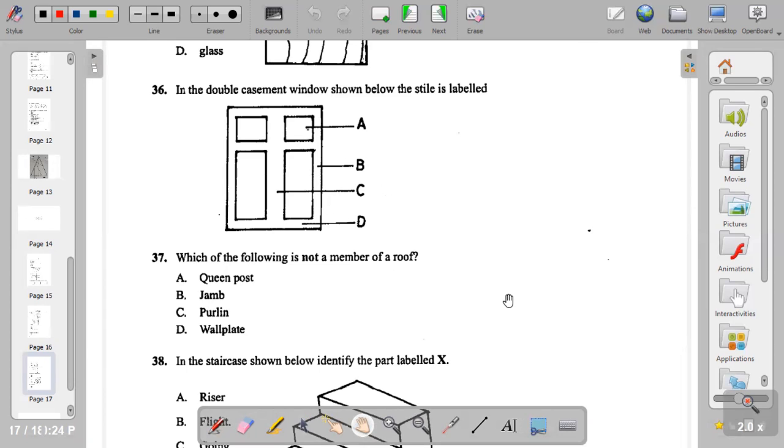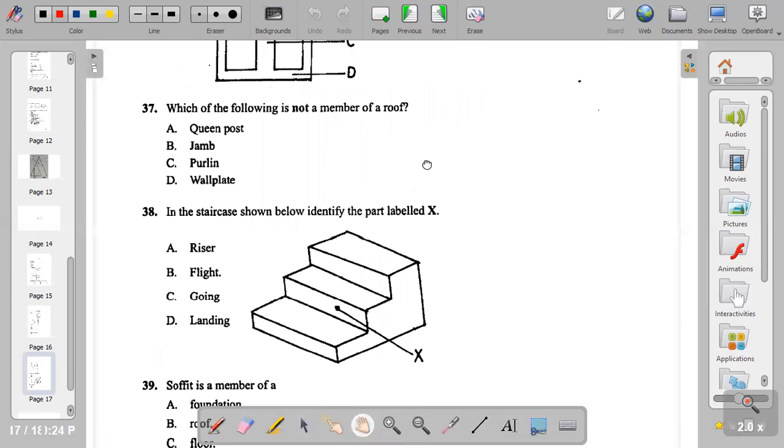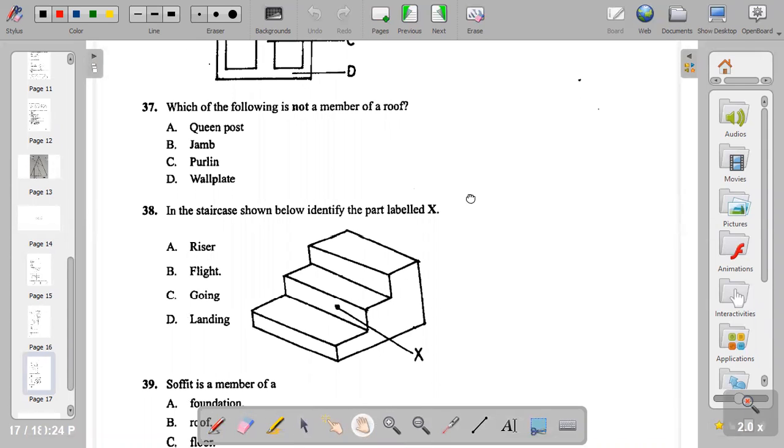Question 37. Which of the following is not a member of a roof? A, queen post, B, jamb, C, purlin, D, wall plate. The answer to question 37 is B. We don't have jamb in the roof. We have jamb in door, we have jamb in window, we don't have it in the roof section. So we have queen post, we have purlin, we have wall plate. So all these are members of a roof. So the answer to question 37 is B.